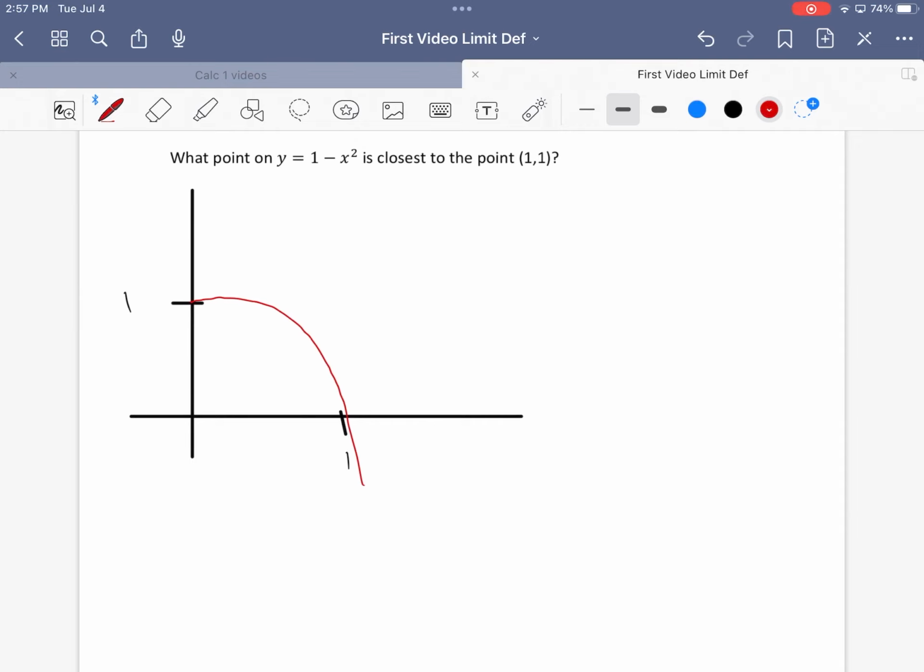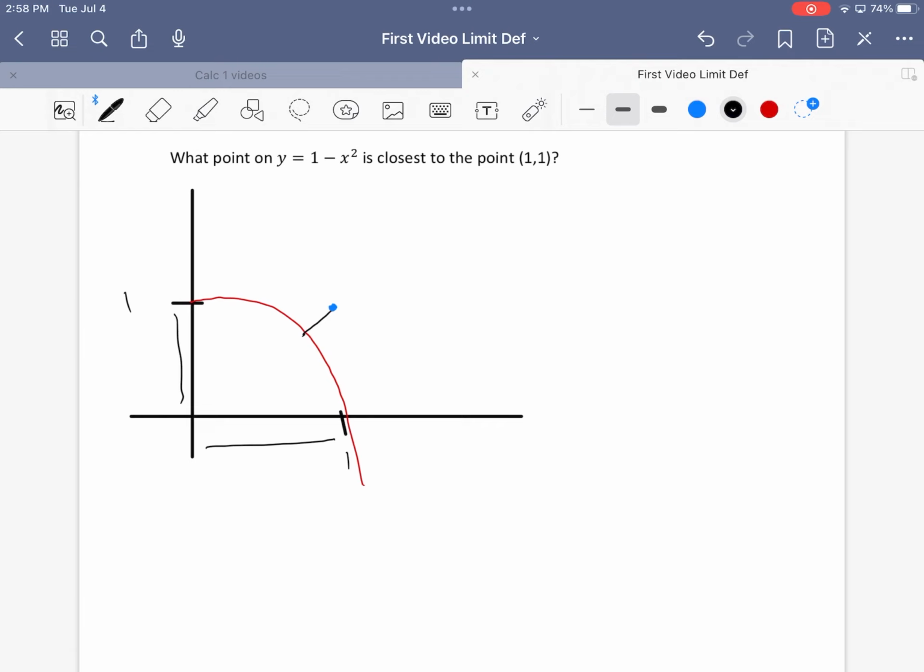All right, and we're interested in what is the closest point on the parabola to this point. Okay, now before we go any further, let's just intuitively think through what it should be. So obviously it should be somewhere in between x equals 1 and y equals 1, right?